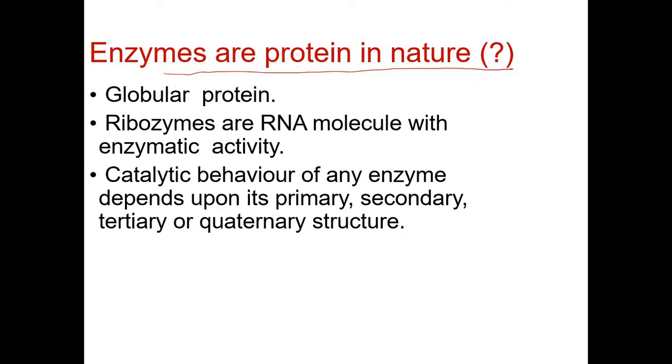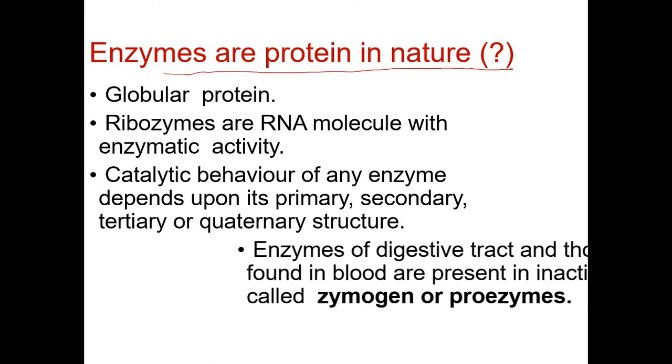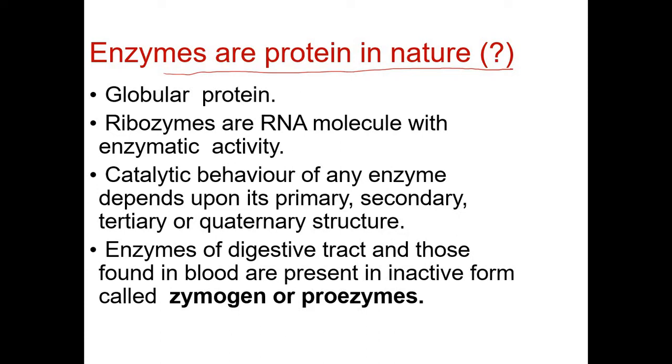Catalytic behavior of any enzyme depends upon its primary, secondary, tertiary, or quaternary structure. Well, you know this because from our previous lecture, we've said that the structure of a protein determines its function. Enzyme is a protein, so it is included in that statement. Okay, so that statement applies to enzymes. Enzymes of digestive tract and those found in blood are present in inactive form called zymogen or proenzymes, and we will see later what these zymogen or proenzymes are. Okay, this is proenzymes.